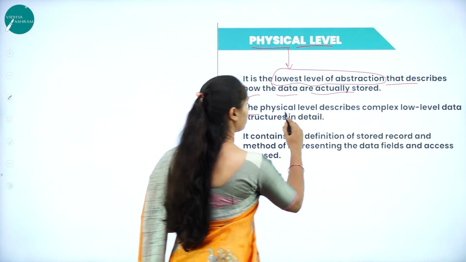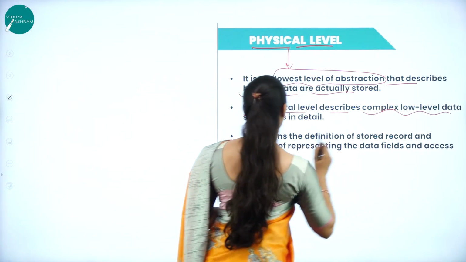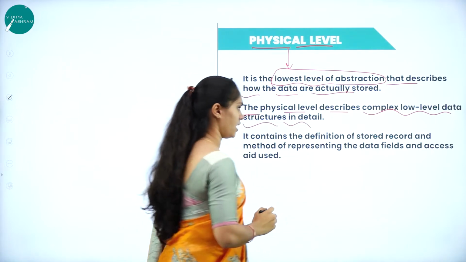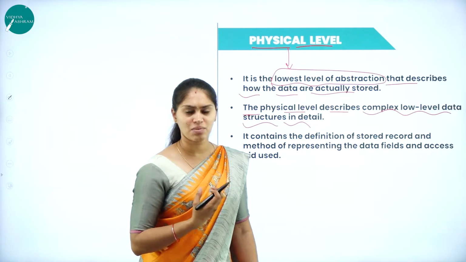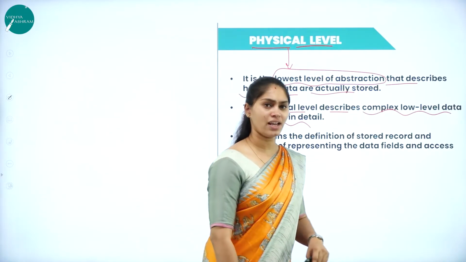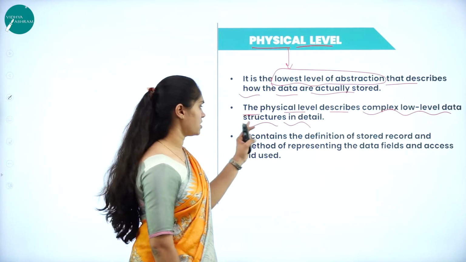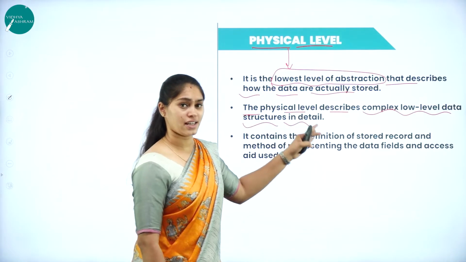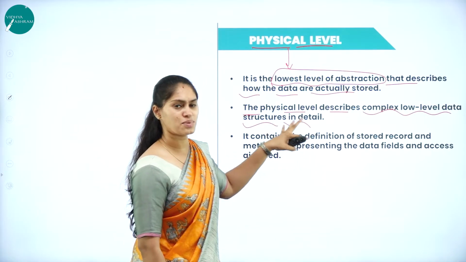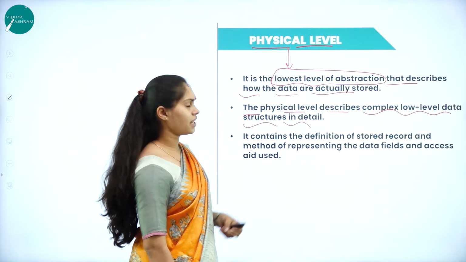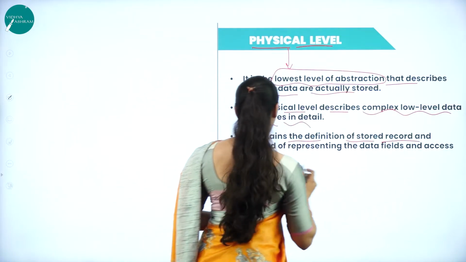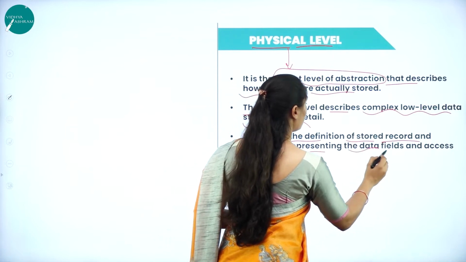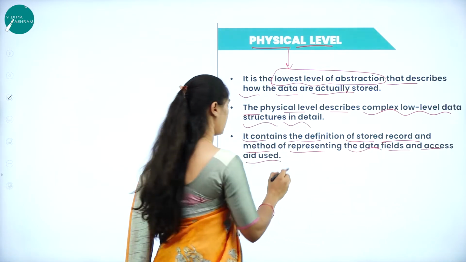The physical level describes the complex low-level data structures in detail. So in the physical level, we get to know how the data has been stored. That describes the complex low-level data structure in detail. So the abstraction will be low in the physical level, and it also contains the definition of stored records and the method of representing the data fields and access aids used.